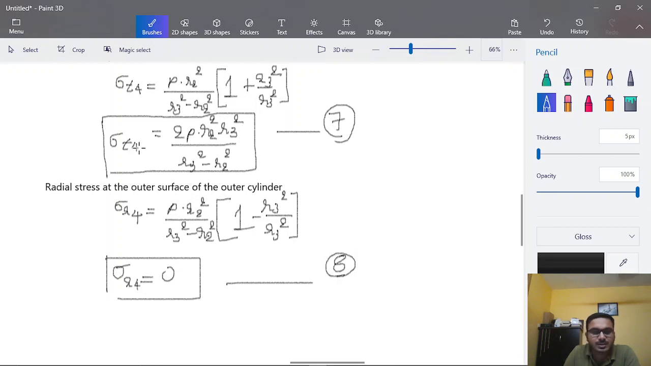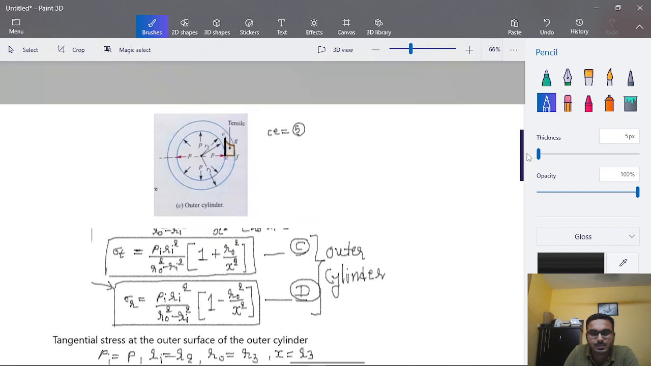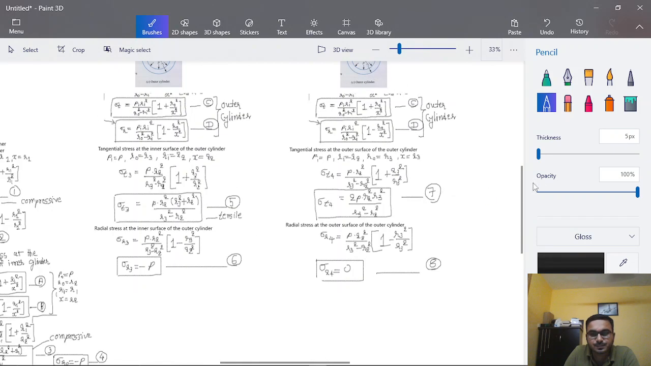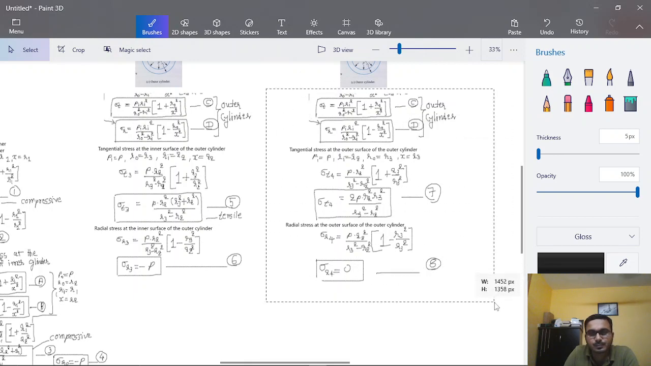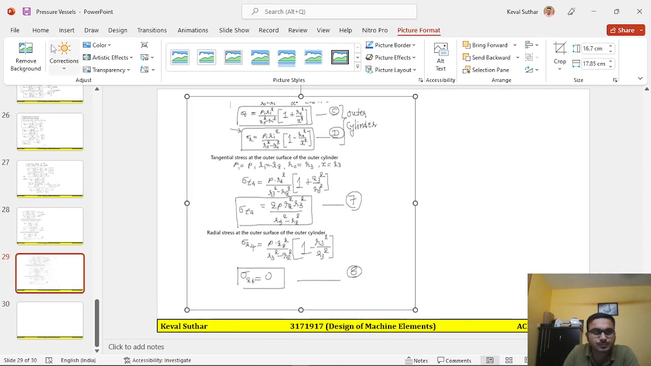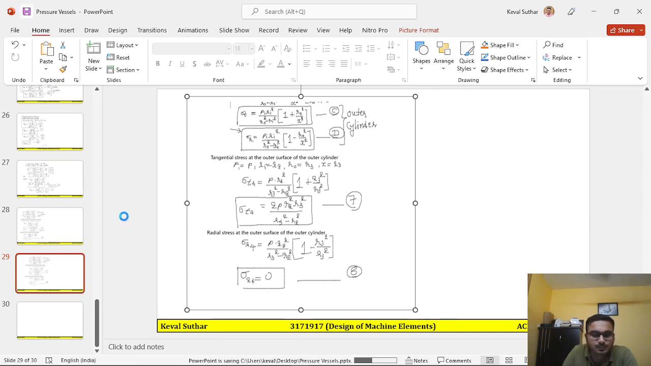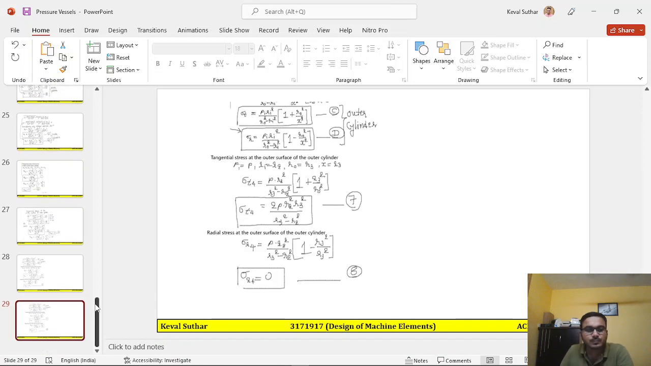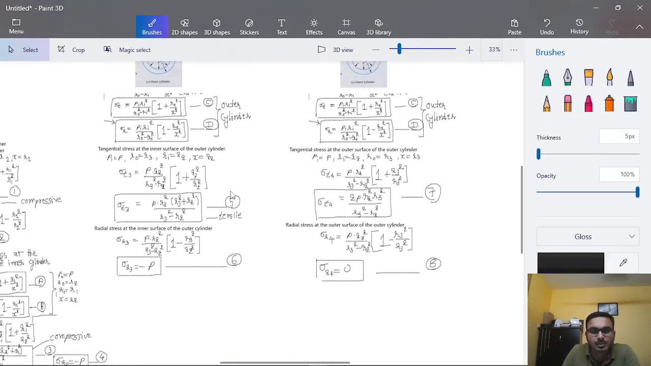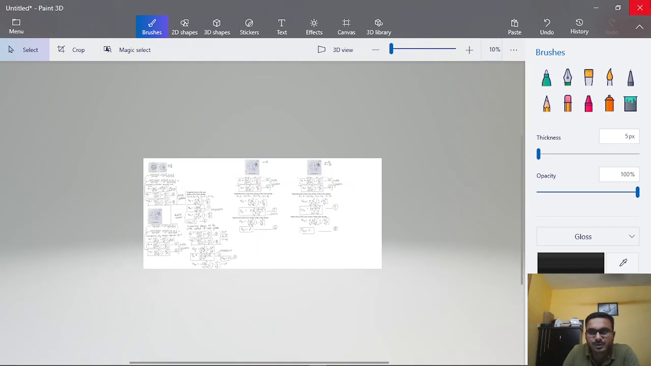And one thing I still need to mention, that this sigma T4 that we have obtained in equation number 7 is nothing but GF value, that is this value is obtained from the equation number 7. Now let's copy this portion here. Okay, so we have calculated all the stresses in this whole whiteboard.